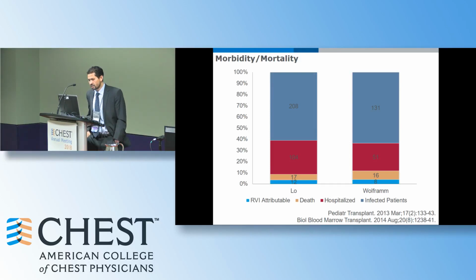This is data from 2 studies. The first one from Lowe is a pediatric study of stem cell transplant recipients. The second is adults with combined stem cell transplant, solid organ transplant, and patients on chemotherapy. As you can see, even though the numbers are somewhat different, the overall rate of hospitalization is roughly the same, somewhere between 30 and 40%. The risk of death, again, is also close to around 10% for both populations, and the specifically respiratory virus attributable mortality is somewhere close to about 5% in this population.